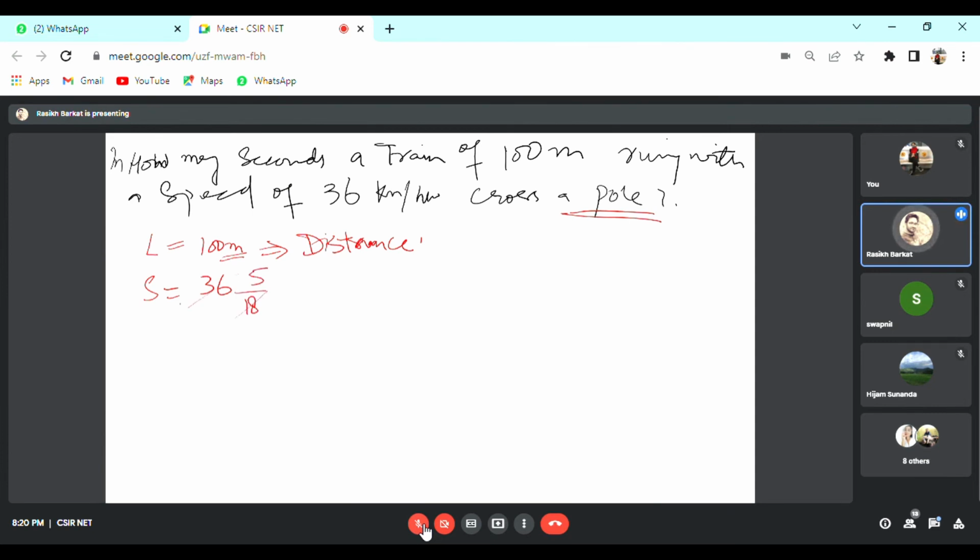18 और ये कैंसल हो गया. So that will be 10. So 10 meter per second is the speed. Therefore time taken will be, time किसके बराबर होगा? Distance by speed. Distance is 100, speed is 10. So the answer will be 10 seconds. Very simple.